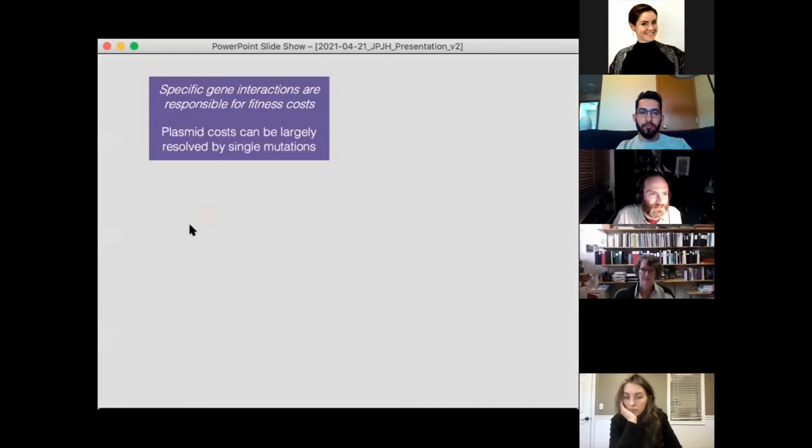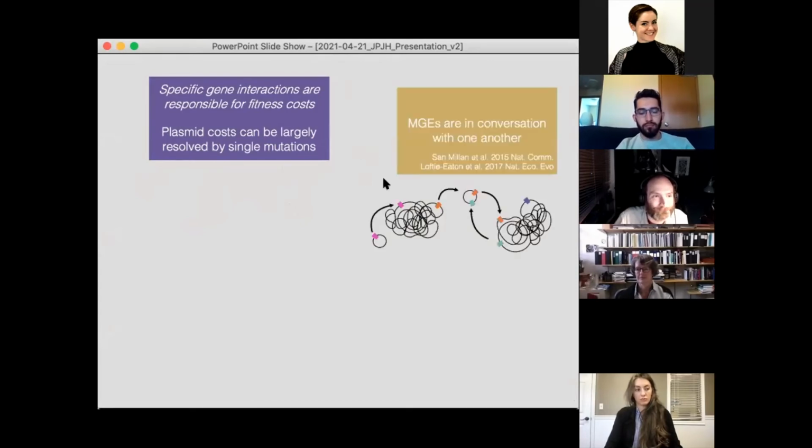Okay, so this is my kind of summary. Specific gene interactions responsible for fitness costs. And this really comes about by this observation that single base pair mutations can really sort out the cost of even these really big plasmids that increase genome size by 5%.